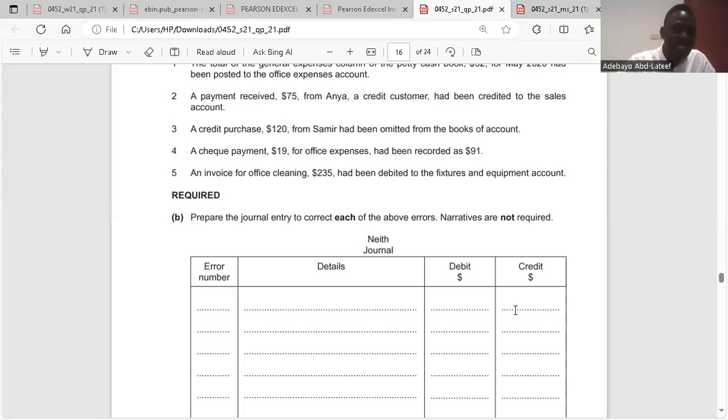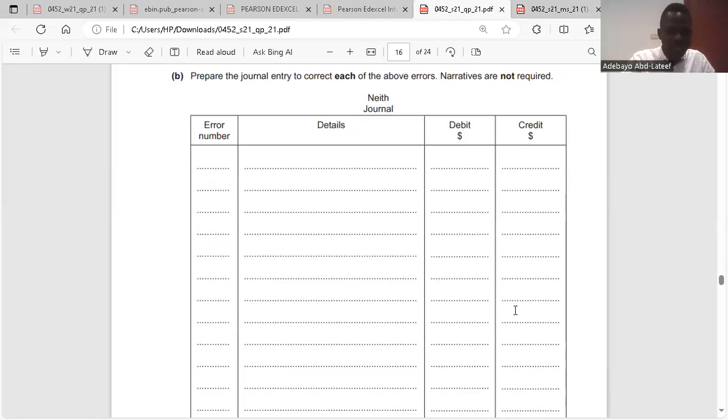Then the fifth error: an invoice of office cleaning, 235, has been debited to the fixtures and equipment account. So instead of office cleaning, which is an office expenses account, we have to credit the fixtures and equipment. You debit the office cleaning account and you credit fixtures and equipment with the same amount. Is it clear? So that's B.